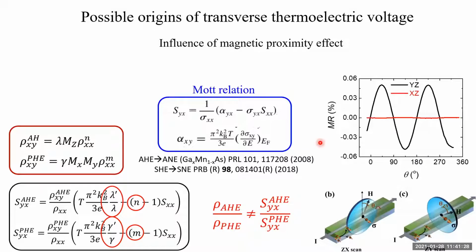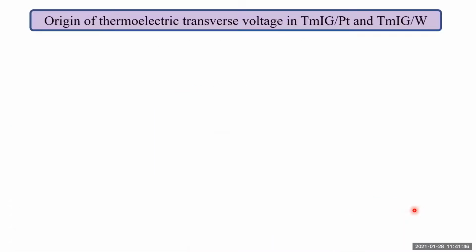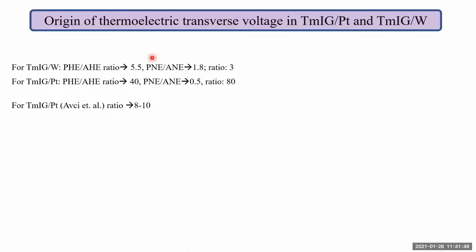We know whether we have a proximity induced effect or not by rotating the magnetic field into different axes, as shown here. From this, we know whether the material has a magnetic proximity effect or not. So in conclusion of this work, we see the difference in ratios for PHE by AHE and PNE by ANE. The ratio between them for TMIG tungsten is nearly 3, but the same ratio becomes almost 80 for TMIG platinum, and previously it was reported 8 to 10.